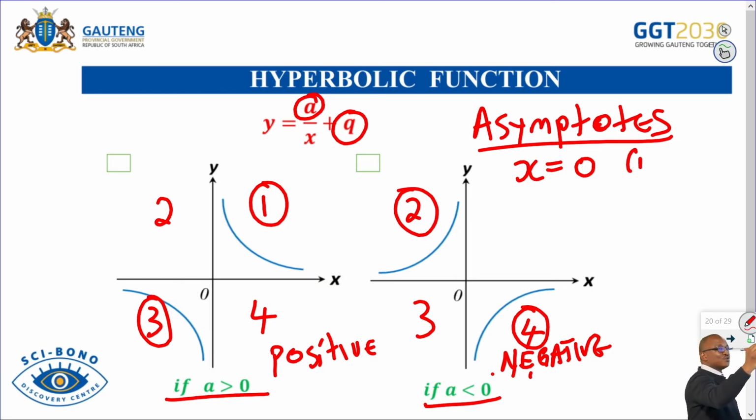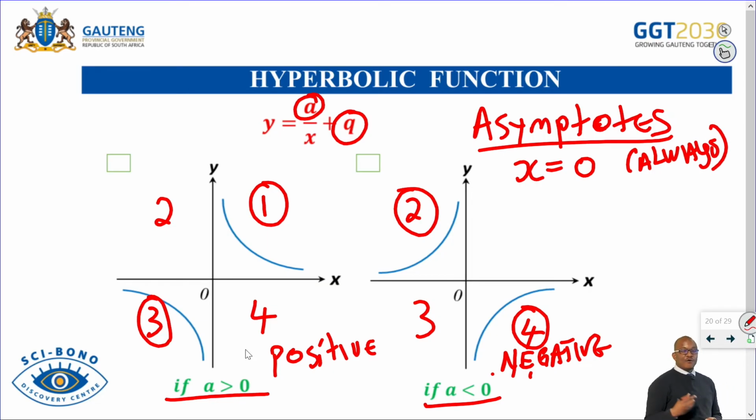And this one is always like this in technical mathematics. It's always like that. Why are we saying x is equal to 0 as an asymptote? Remember, asymptote is where the graph is undefined. If we put 0 where there is x in this equation, anything divided by 0 is undefined. Hence, the first asymptote is x is equal to 0. It means where x is equal to 0, our graph is undefined.